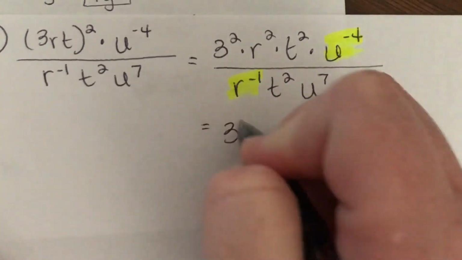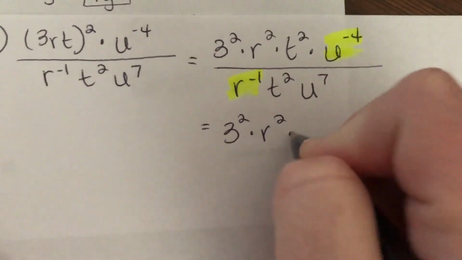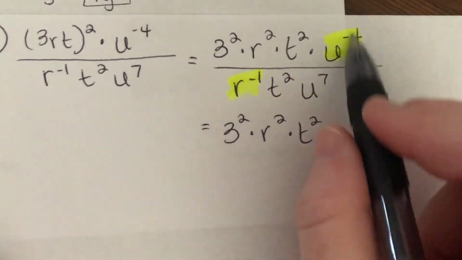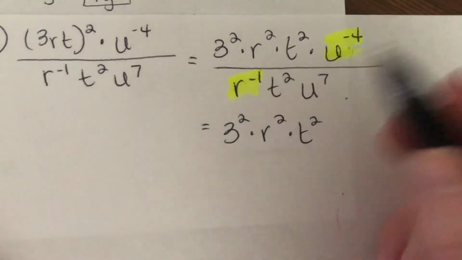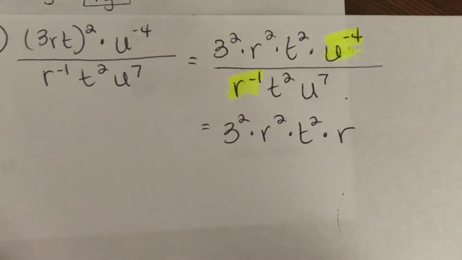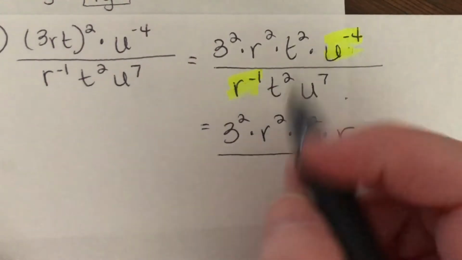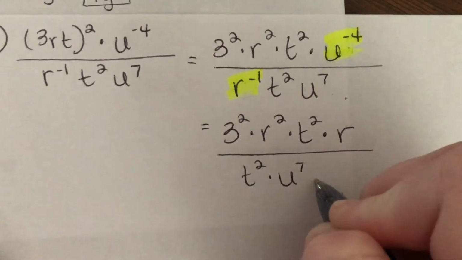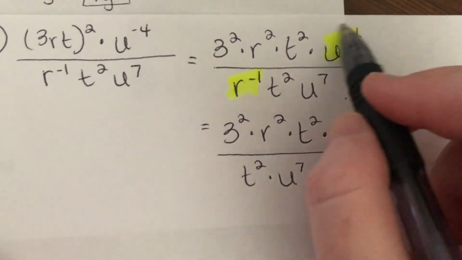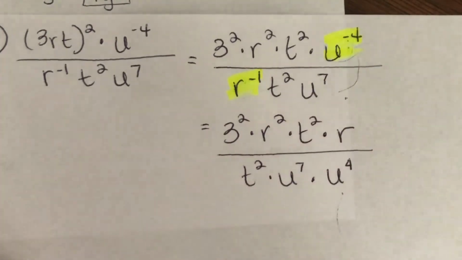3 squared, or you can go ahead and change that to 9. We're going to do it in a second. Times r squared times t squared. And then this isn't going to be here. It's going to go to the bottom. But I'm going to bring this r up to the top. So it's going to be r to the 1st power. And then on the bottom, I just got rid of the r, I moved it up, so I've got t squared times u to the 7th times, and then I moved this u to the bottom, so the negative sign goes away, and it's just u to the 4th. Okay, so now I can simplify.